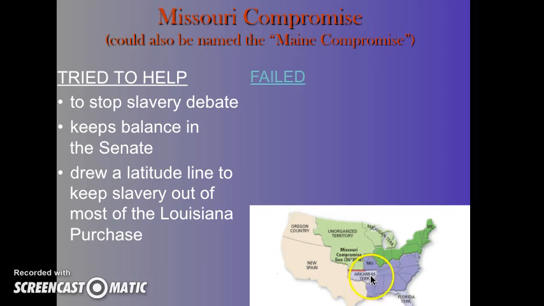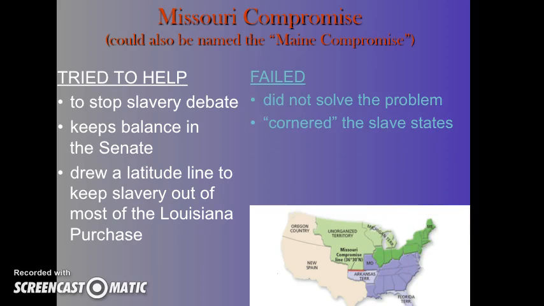Only just this little bit down here is where slavery would be allowed. So Missouri was above that, but we won't do that anymore. That would have been nice, but it failed. Well, why did it fail? Well, it just didn't solve the problem of slavery. It's just moving it farther down.